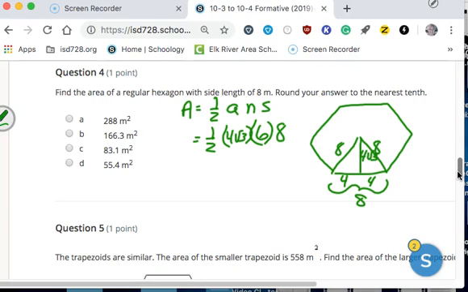Now remember, there's 6 of these triangles that are 8 long, and I'm really talking about the area of a triangle times the side length times how many sides there are, and that just talks about how many triangles we have total. So 4 times the square root of 3 times 6 times 8 divided by 2 is 166.3 meters squared, and B is my answer.